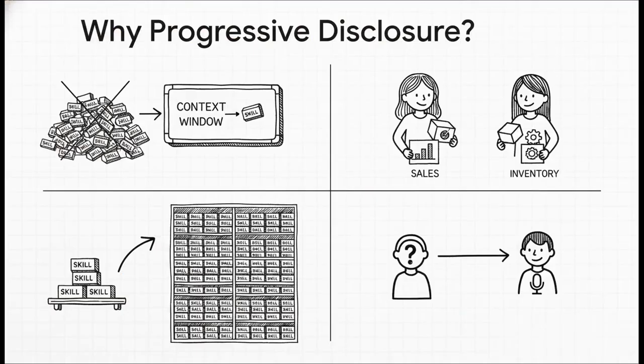Well, this approach gives us some huge advantages. First, it massively reduces context usage, which saves you money on tokens and makes everything faster. Second, it lets different teams work on their own stuff. The sales team can own their skill, the inventory team can own theirs, and they don't step on each other's toes. Third, you can scale this up to hundreds of skills without ever overwhelming the agent. And finally, because it's all handled by one agent, the conversation stays simple and clean for the user.